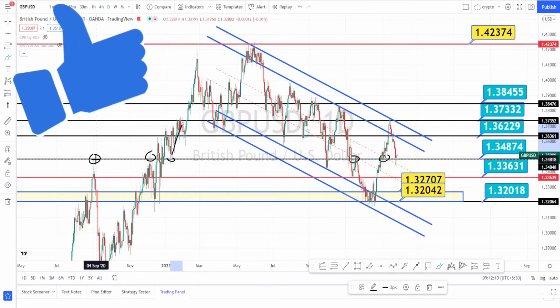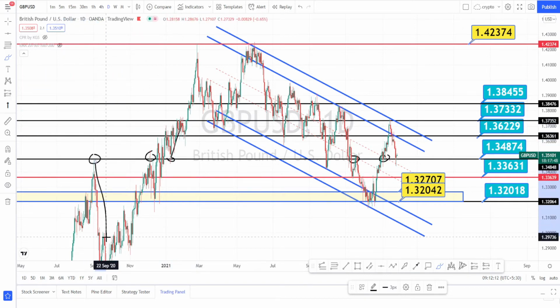Here also it has tested this resistance level, then a trend reversal has happened. So this level will be a very important level for the current price action. Only when it breaches this support level, we can expect a further fall in this currency pair.